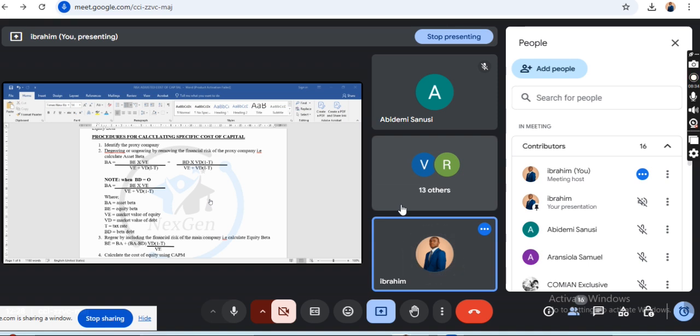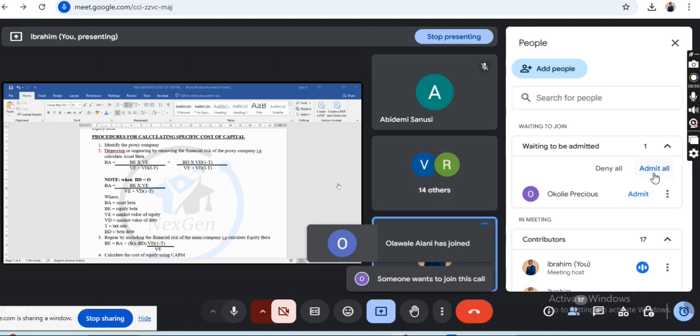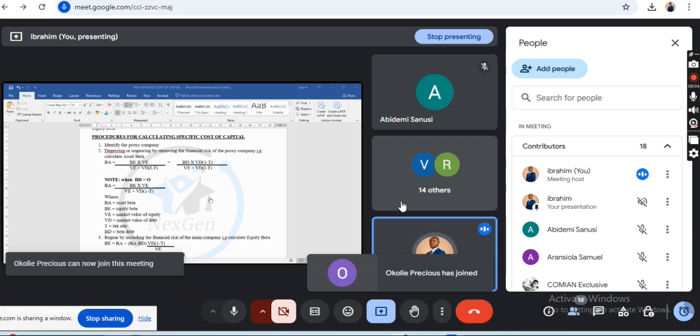Class, asset beta measures just systematic business risk, and we have stated an example of that. Now, why does equity beta measure both the systematic business risk as well as the financial risk? Class, it measures the two ways, which is the systematic business risk and the financial risk.